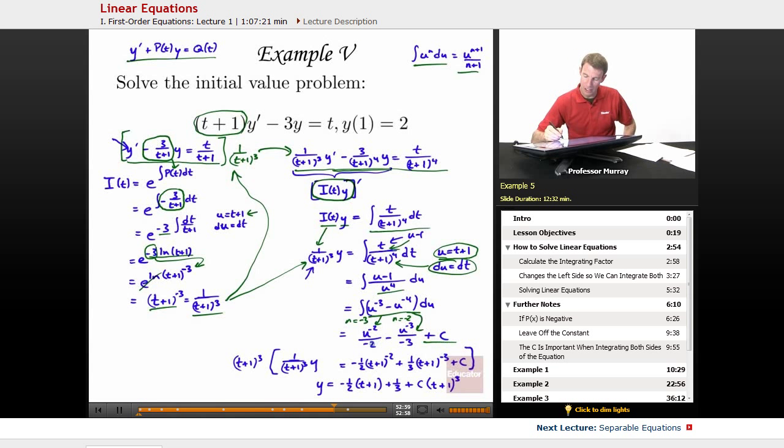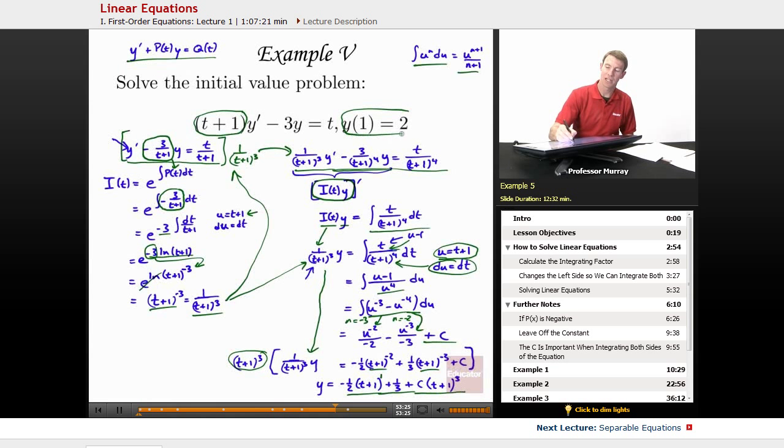And then I changed my u's back to t plus 1s, and I just brought this down: 1 over t plus 1 cubed times y. In order to solve that, I multiplied both sides by t plus 1 cubed, and so that's how on the right I got negative 1/2 times (t plus 1) to the positive 1, and 1/3 times (t plus 1) to the 0, and c times t plus 1 cubed. So we're not done with this yet because we have not yet incorporated the initial condition.